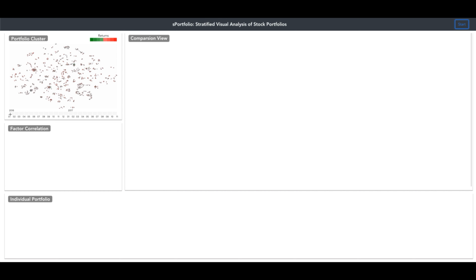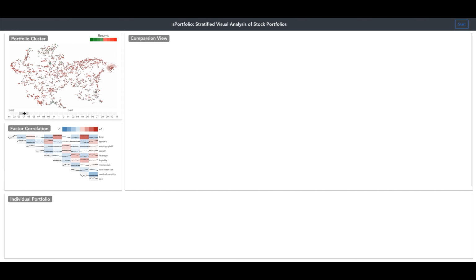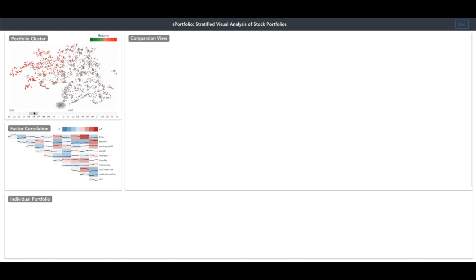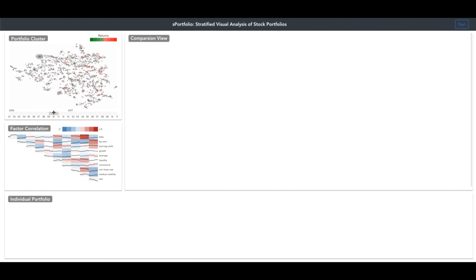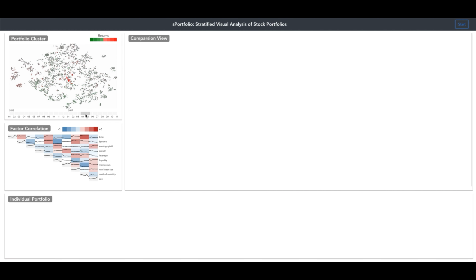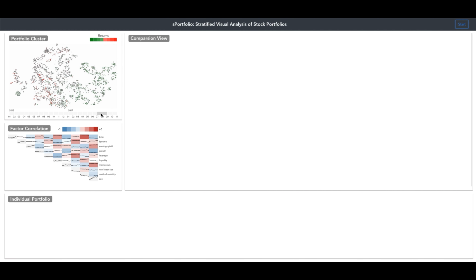We'll now demonstrate the sPortfolio system through a case study. We select each 2 months of the time window in the clustering view to trigger the correlation view and then observe the correlations between factors in every 2 months. We found that the correlations are the strongest from March to April in 2016 because of the strong colors of the blocks.